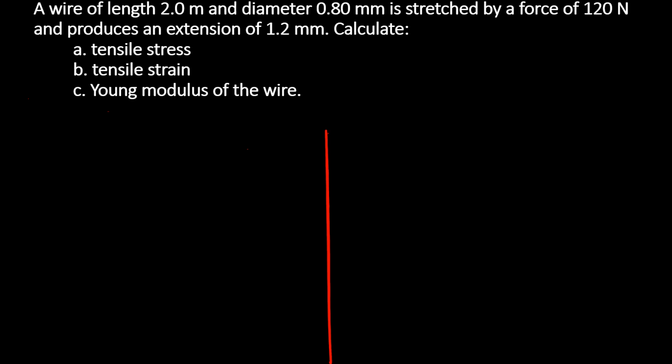A wire of length 2.0 meters and diameter 0.80 millimeters is stretched by a force of 120 Newton and produces an extension of 1.2 millimeters. Calculate A, tensile stress, B, tensile strain, C, Young modulus of the wire. Okay, let's solve it. So we have our solution.